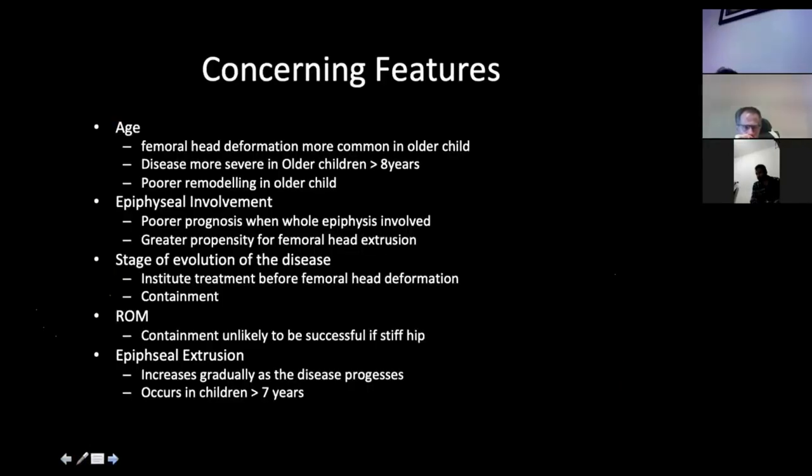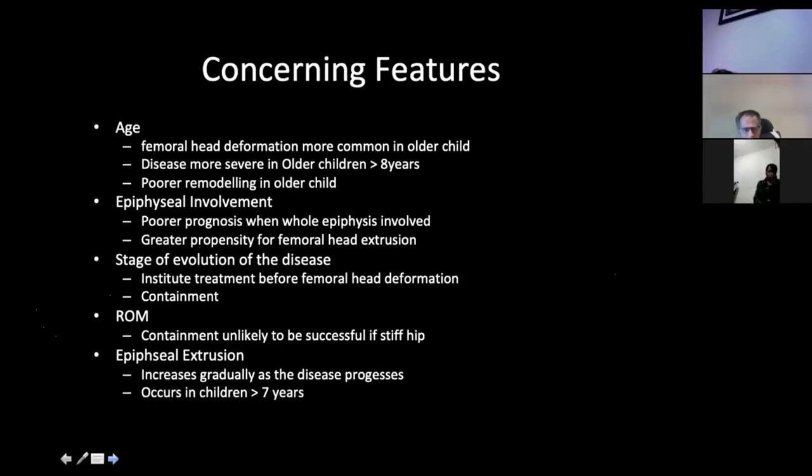So what are we concerned about? You've got a young person who has Perthes disease. I'm concerned about their age. If they're a little bit older, I'm more concerned about femoral head deformation and how severe the disease is. There's less option for remodeling in the older child. If the whole epiphysis is involved, it's going to have a poor outcome. If it's a younger child with a more progressive disease, then we have to look at the other options.